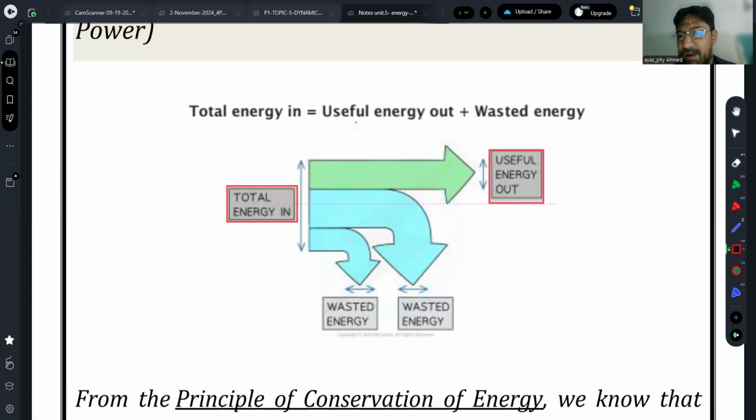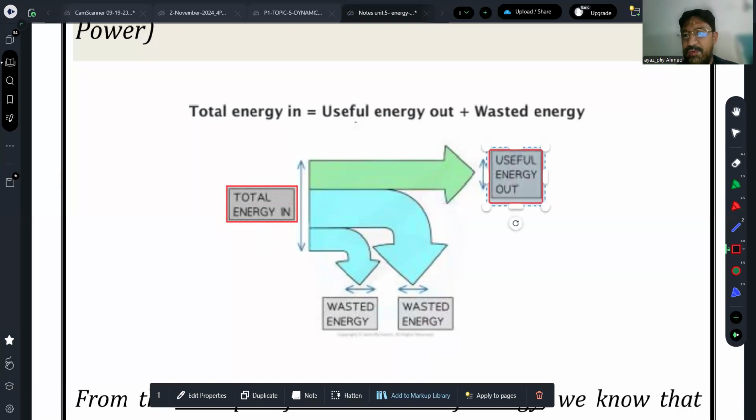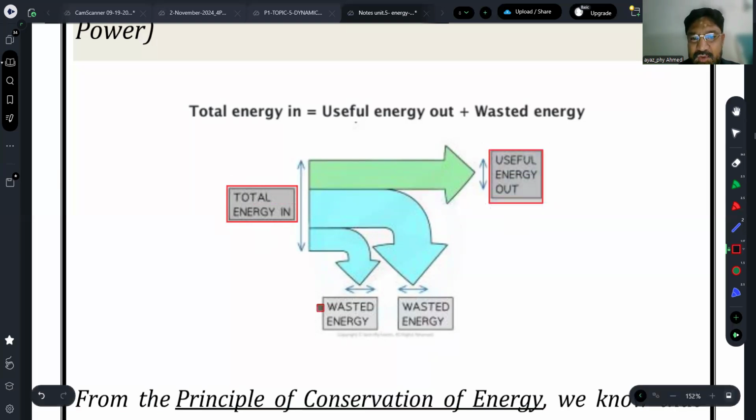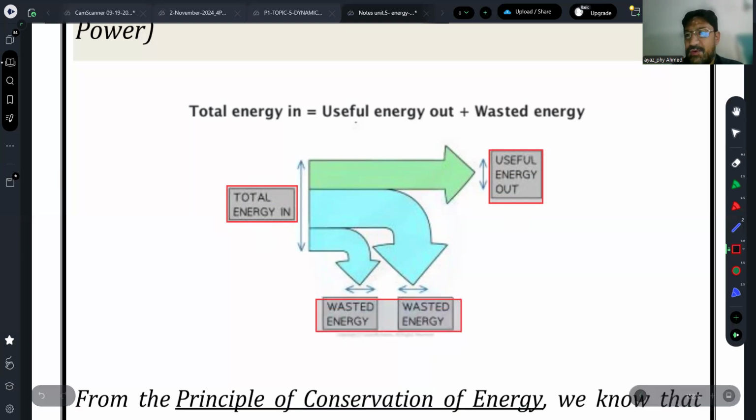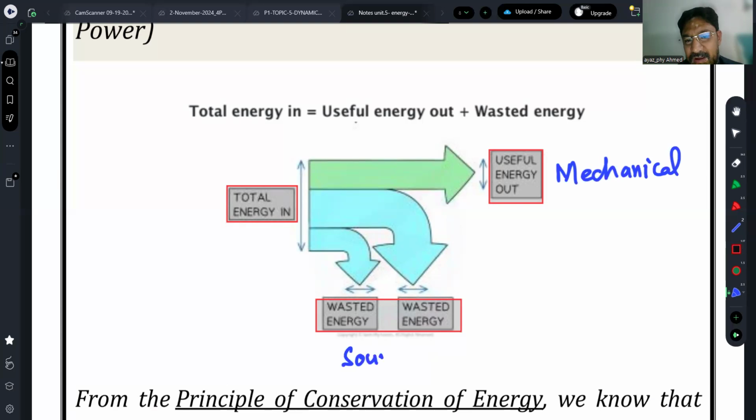That's why I don't need numerical values. So that is your useful energy. And then these two energies are wasted energy in different formats, whatever the format is. When you are running a car, you are providing petrol to it, that is the input energy or chemical energy, and that car runs down the street, so that is its useful energy, or you can say its mechanical energy, and this can be sound and heat.